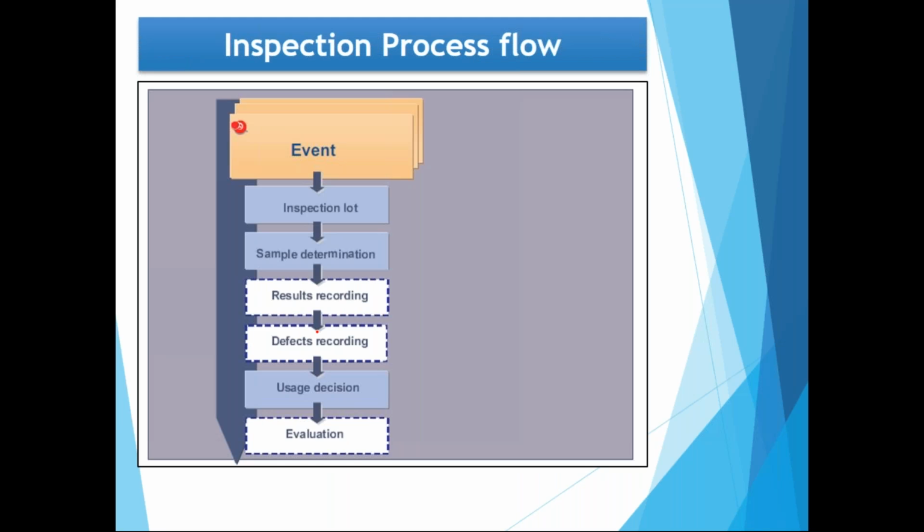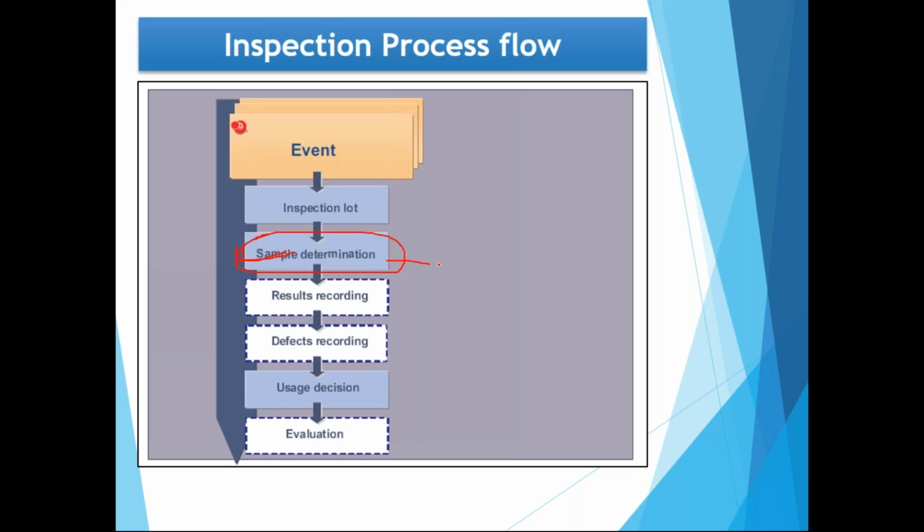Normally in the inspection execution process, based on certain events, system will generate an inspection lot. We will understand what this inspection lot is, why it is used, and what its importance is. Basically this inspection lot is a request given to the quality analyst for doing the quality inspection. Once this lot is created, the next step is sample determination, where the sample quantity is calculated. The analyst should take some sample from the total quantity, so that sample determination they will do.